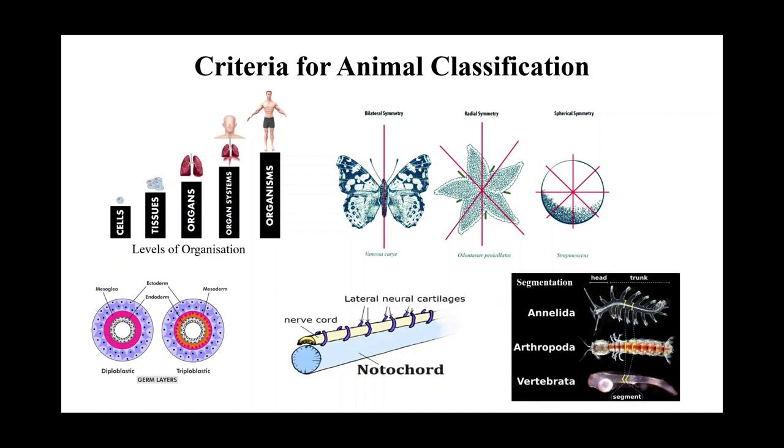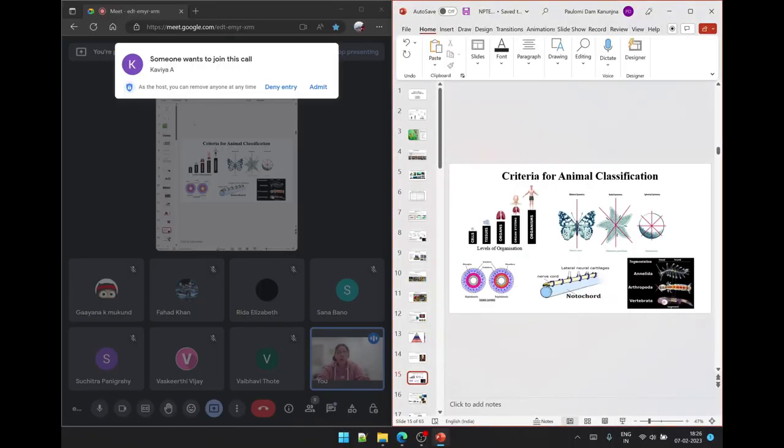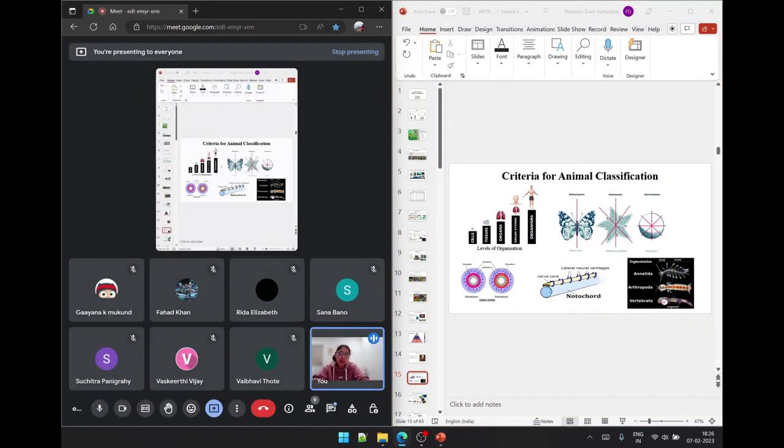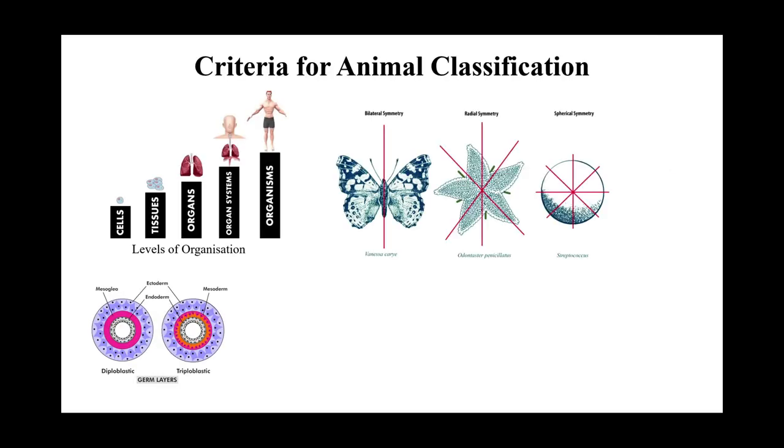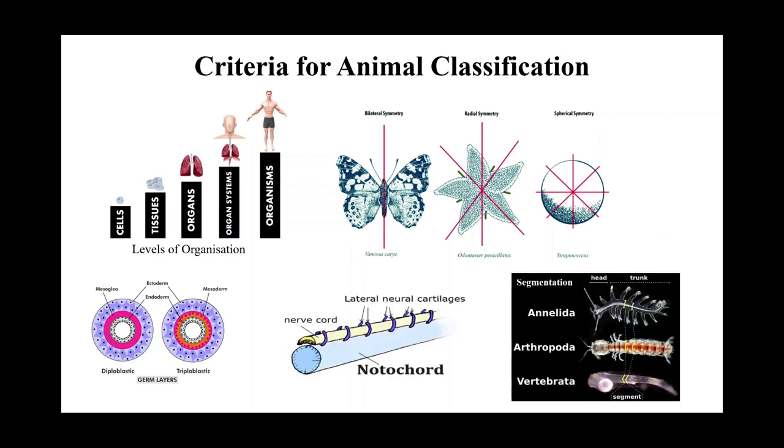And then you have segmentation. If your body has segmentation, that's the first step. And then how are those segments structured? Are they in the thorax, in the head, present everywhere, or in the abdomen? Based on that also you can define an organism.